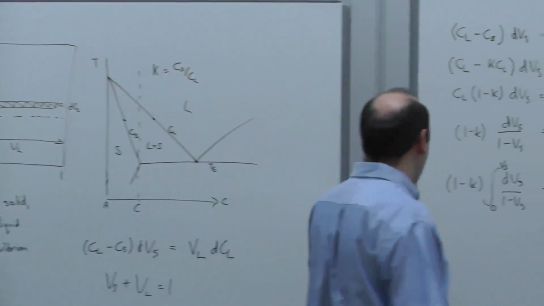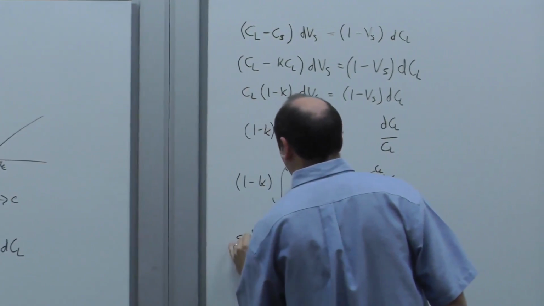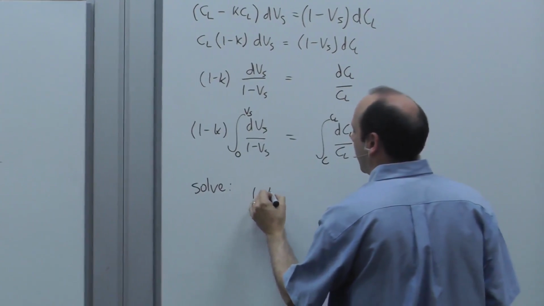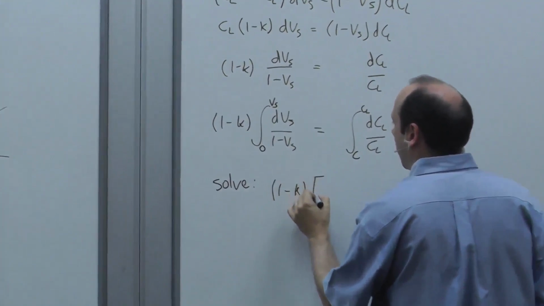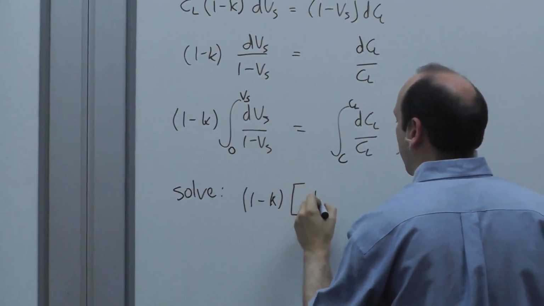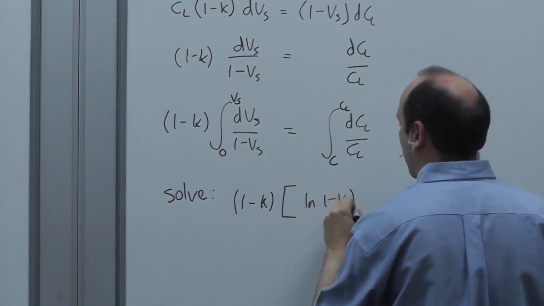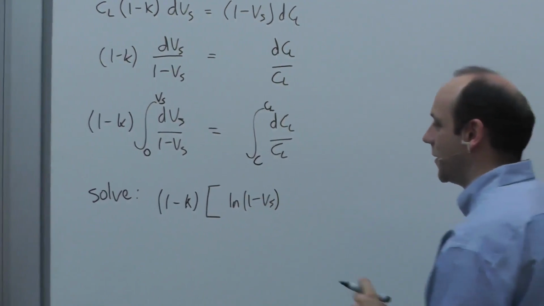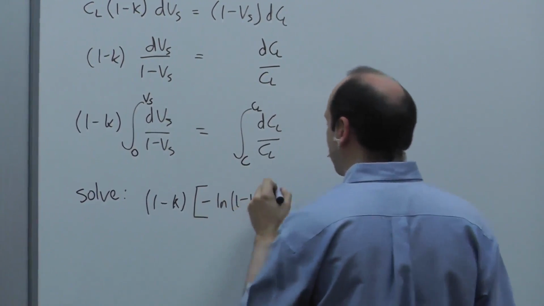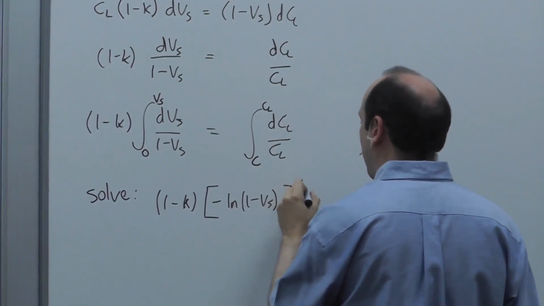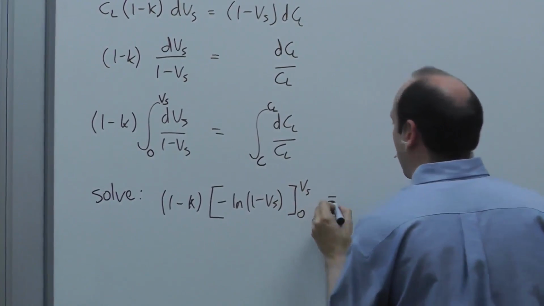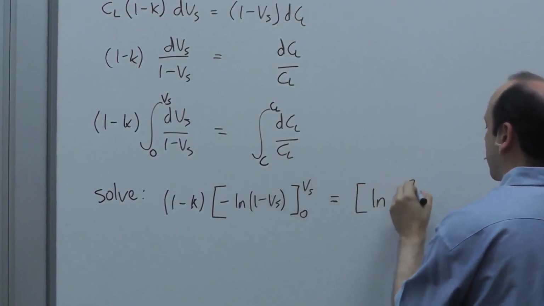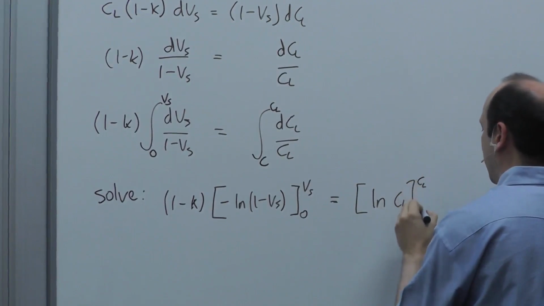So now we solve that integral, and we've got 1 minus k times the log of 1 minus Vs. And when we differentiate that, we get 1 over 1 minus Vs, and we get a minus sign out. So we've got a minus sign there between 0 and Vs is equal to the log of Cl, that's what the integral of 1 over Cl is, between Cl and C.